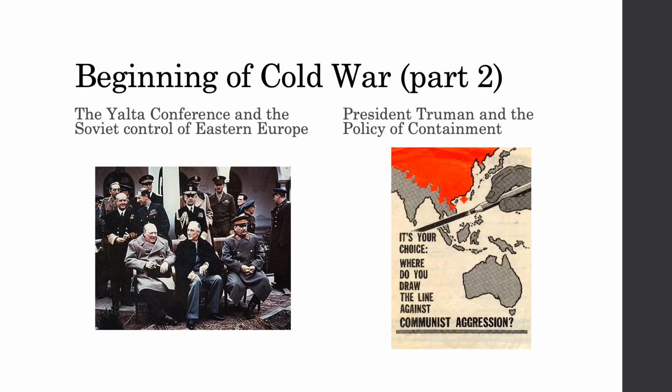But anyway, even during this conference, you can see the first signs of tension of that Cold War. Churchill and FDR tried to get Stalin to agree that Eastern Europe should be independent and hold free elections, because we wanted those countries to have sovereignty and not be controlled by another power.